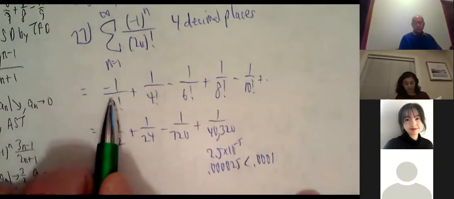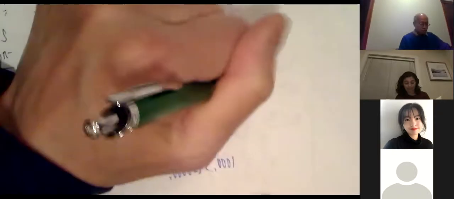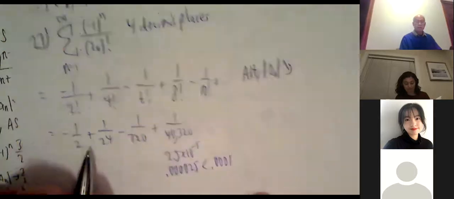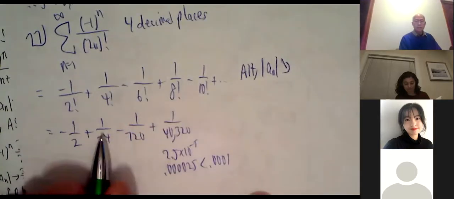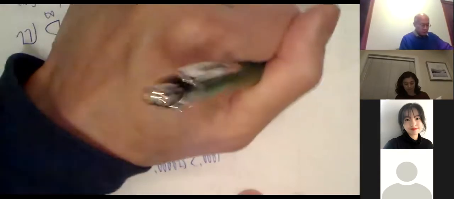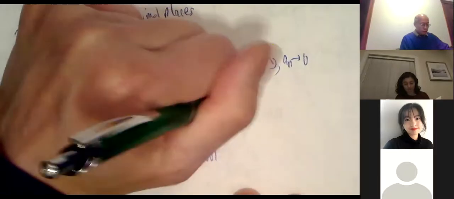Does it fit the alternating series test? Yes, it's alternating. The terms decrease in absolute value, a sub n is decreasing if you ignore the signs. And does it approach 0? Yes. Look at how small this already is. a sub n approaches 0. Therefore, the series converges by the alternating series test.